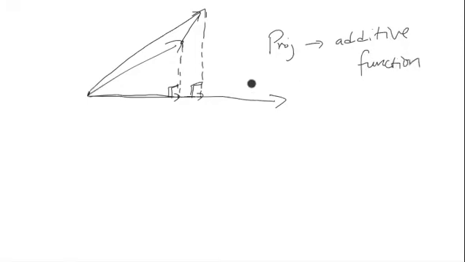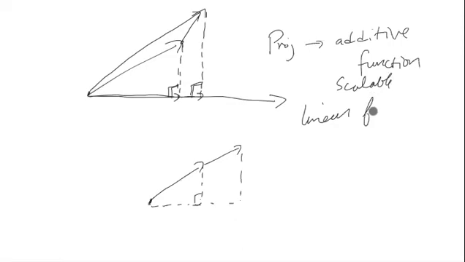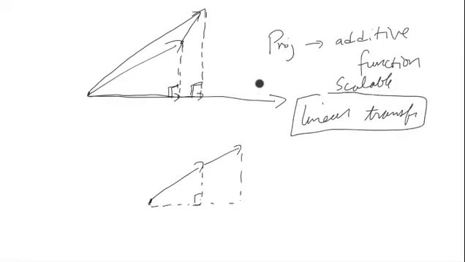Is it scalable? Meaning, if we rescale the input, does it rescale the output? Well, that should be pretty clear by similar triangles. This is a right triangle. If you multiply this by a certain constant, you've multiplied all your sides by the same constant. So therefore, it's also scalable, and therefore it is a linear function, or a linear transformation, rather. So knowing it's a linear transformation actually tells us a lot about how to compute projections.